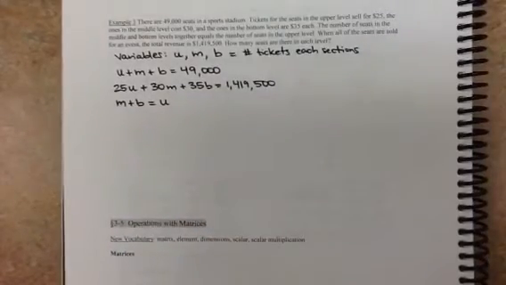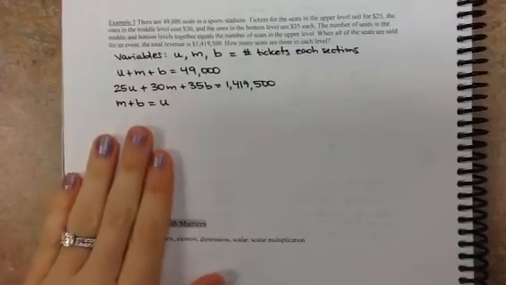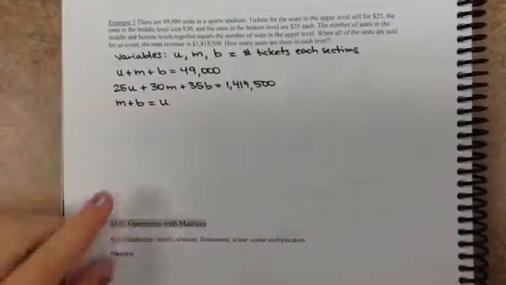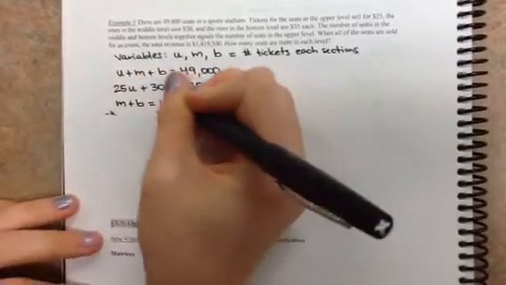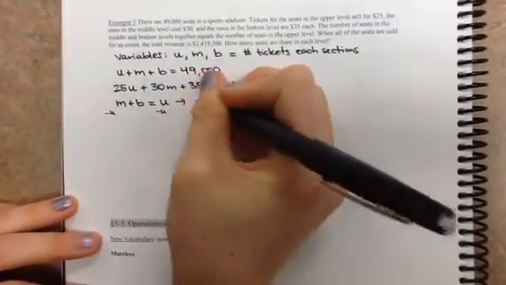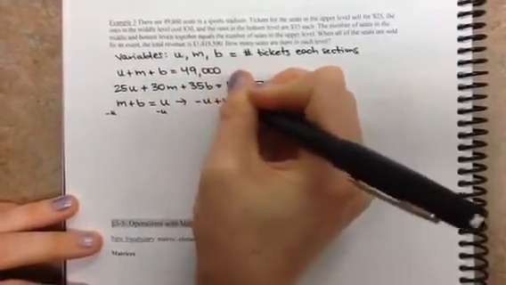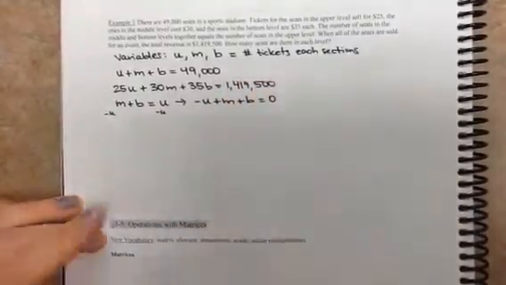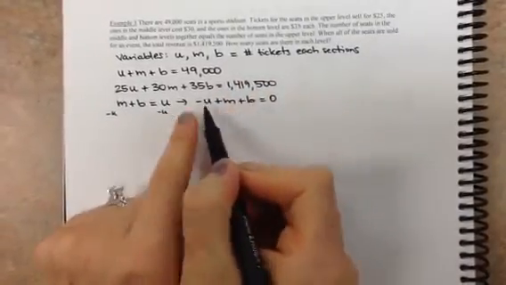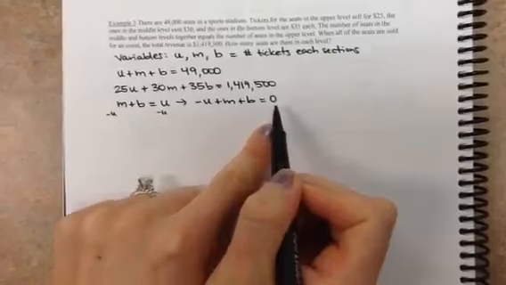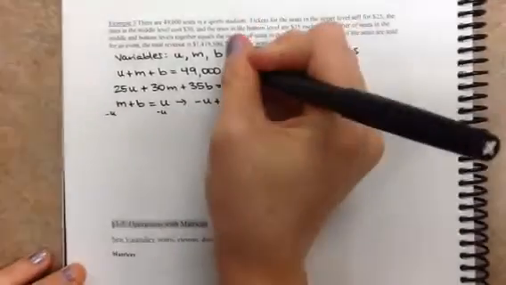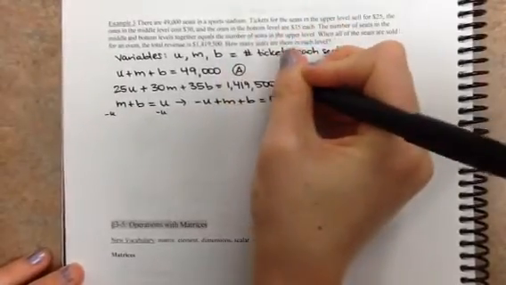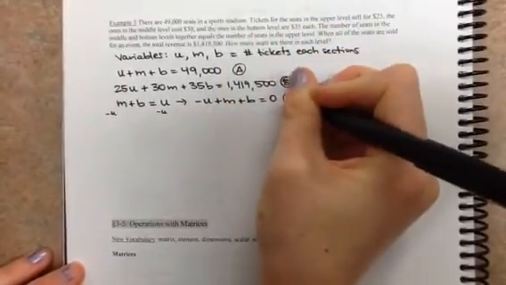Okay, so for this one, it's super important to have them all in this standard form, where you have them all in a row. So what I'm going to do is subtract this u from both sides. Okay, so I'll have negative u plus m plus b equals 0, which makes sense. If I take m and b together and then subtract u, I'll end up with 0 tickets because they're equal. So I have my 3 equations here. This is a and b and c.